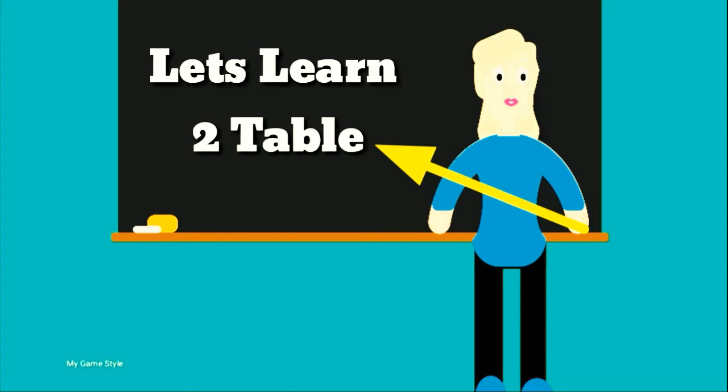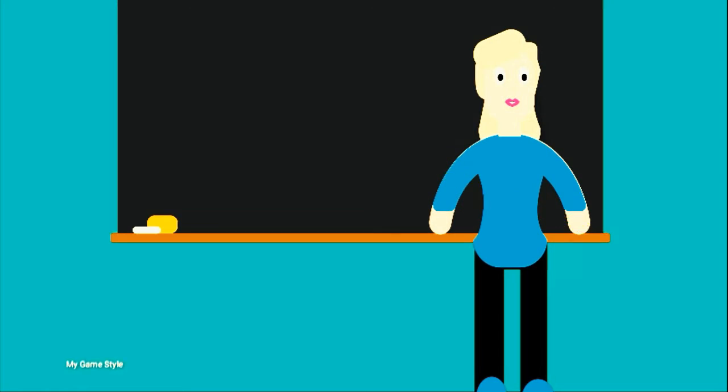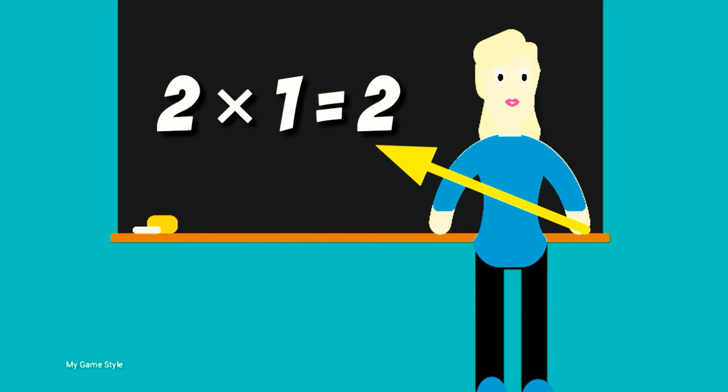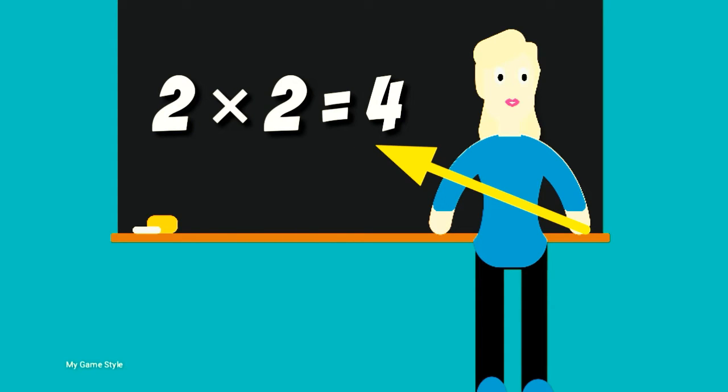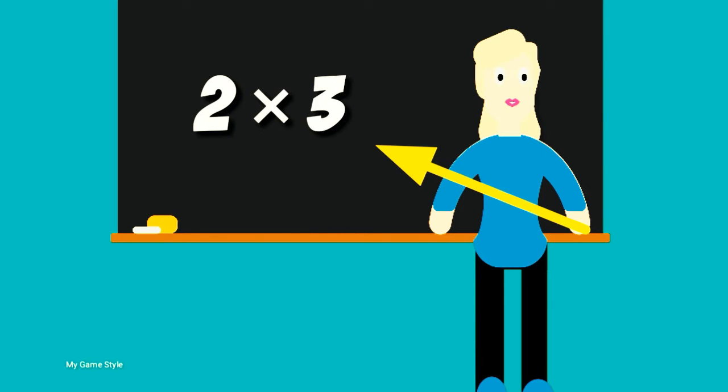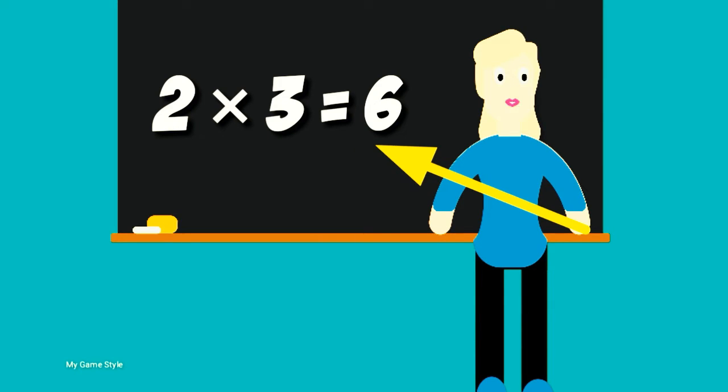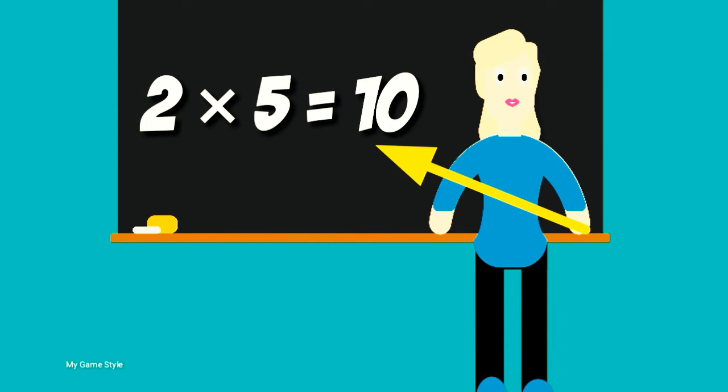Let's learn two table. Two ones are two. Two twos are four. Two threes are six. Two fours are eight. Two fives are ten.